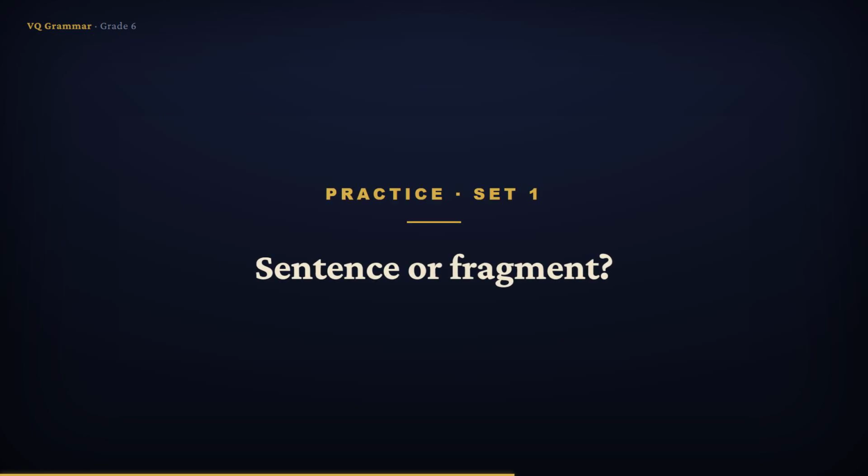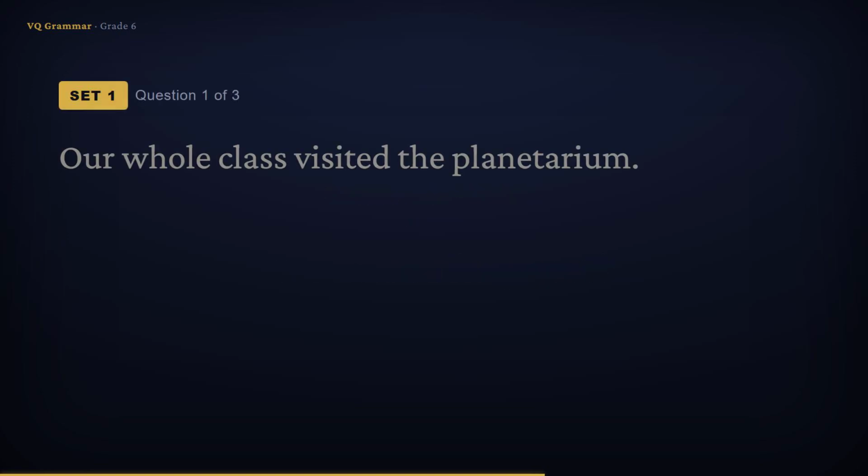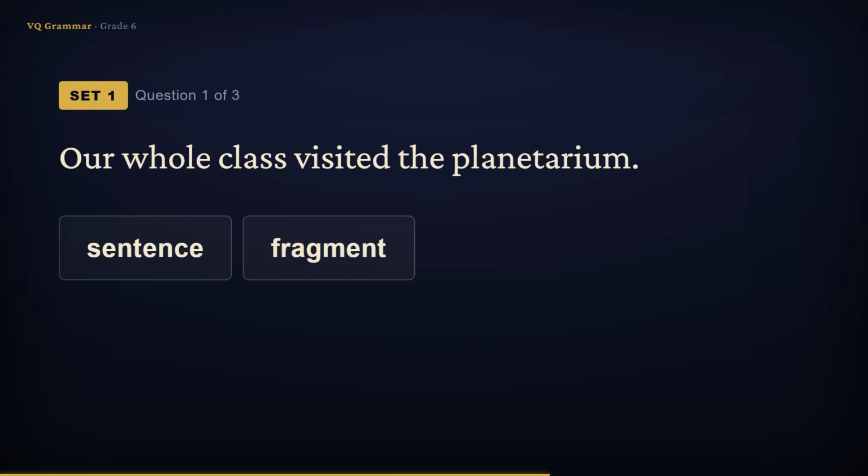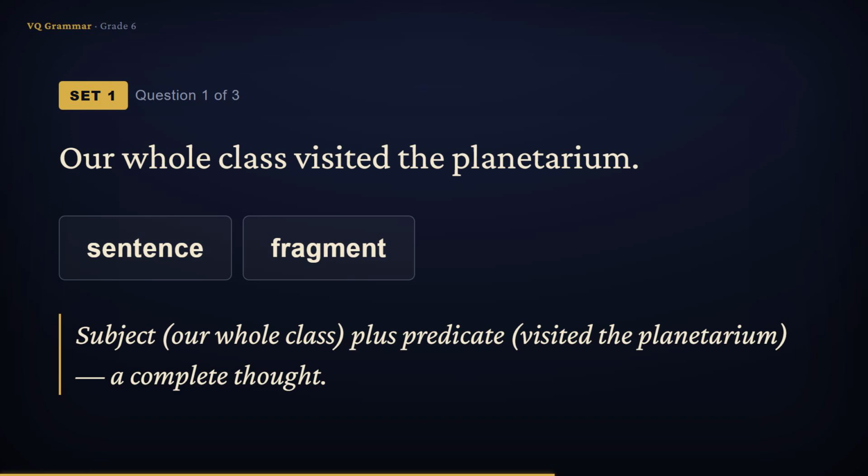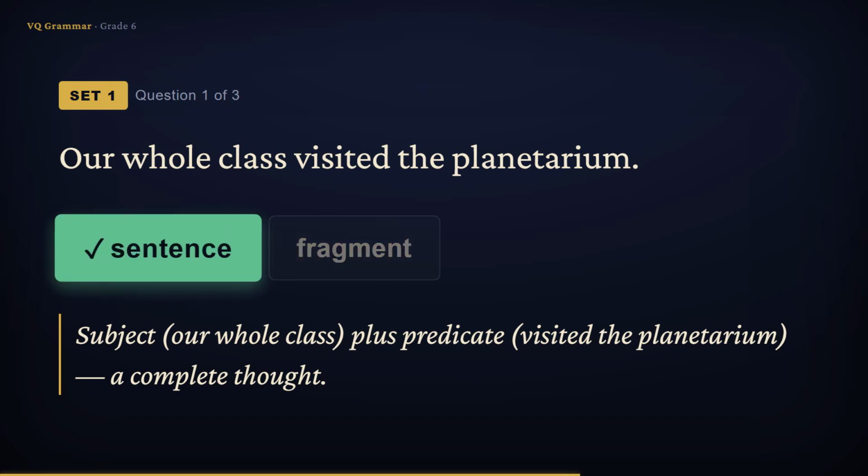In this first set, decide whether each word group is a complete sentence or a fragment. Ask yourself, does it have both a subject and a predicate? Pause the video and try each one before I give the answer. Our whole class visited the planetarium. Does it have both parts? The subject is our whole class, and the predicate is visited the planetarium. Both are there, and the thought is finished. So the answer is sentence.